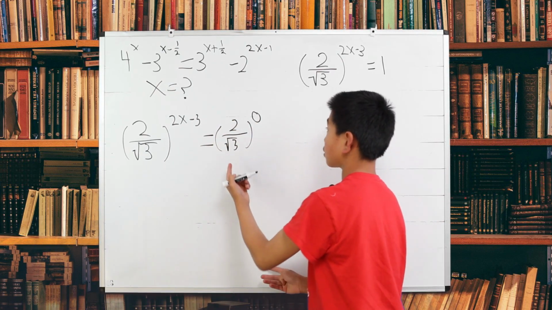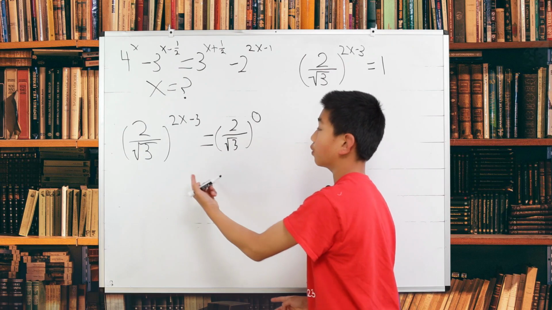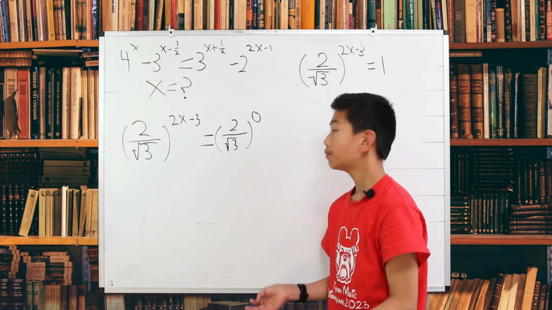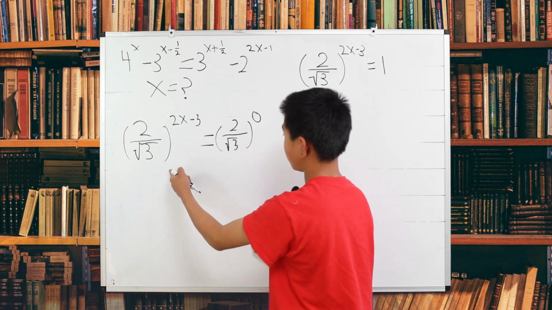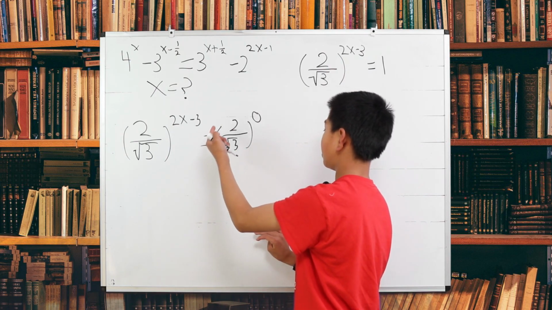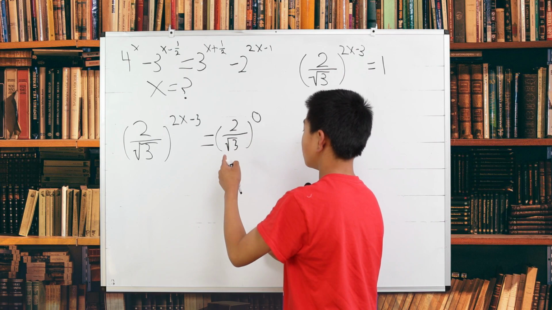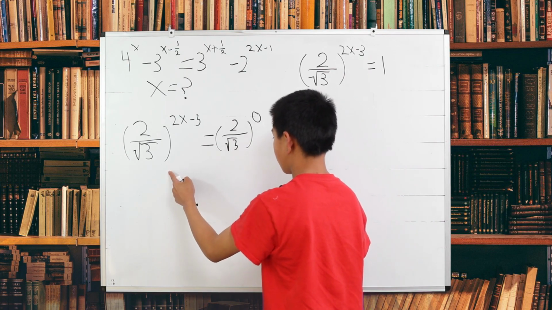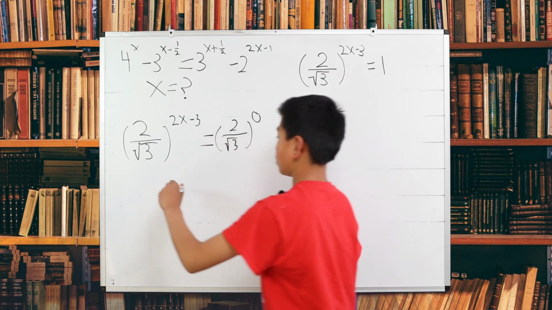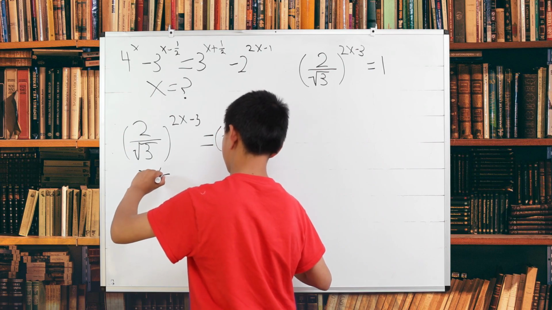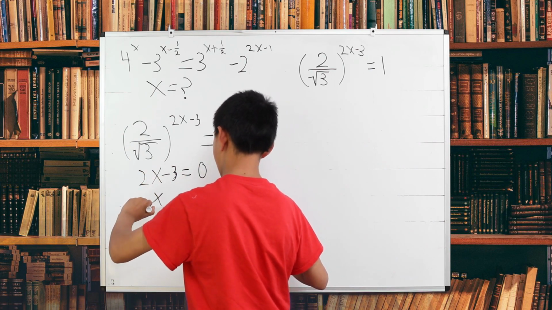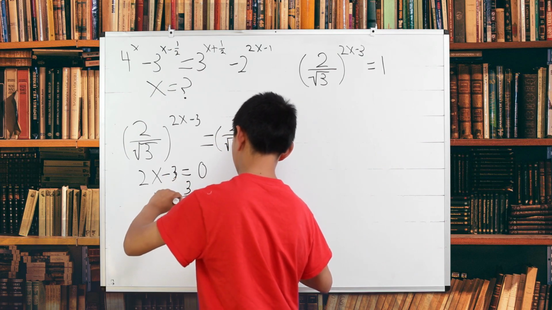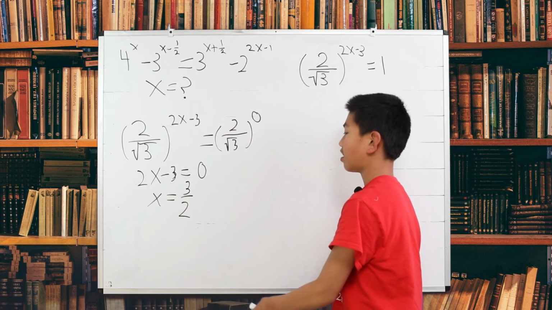This is what this question is really asking you for, the really hard part. Now that we know that the bases are the same, the powers are the same. So 2x minus 3 is equal to 0. So x has to be 3 over 2. And that is our answer.